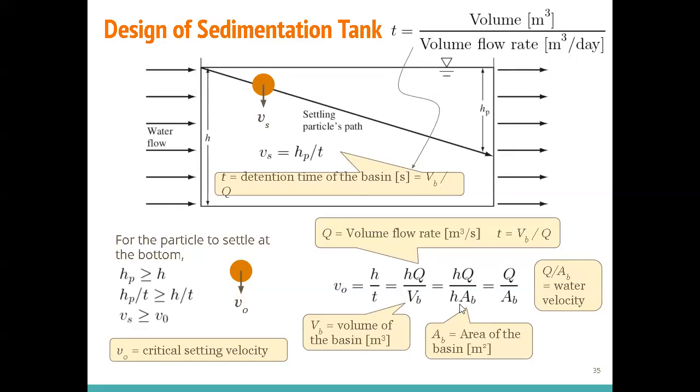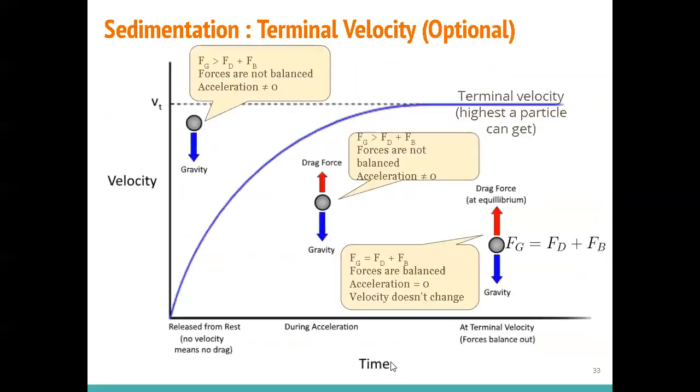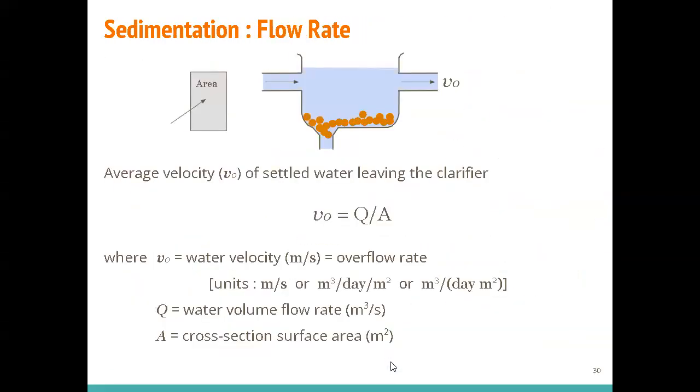And the volume of the basin, you can turn that back to the basin area times the height, which is the total volume. You can cross out the H. Finally, you have the volume flow rate divided by the base area. Not the cross-section area, actually, the base area, because gravity is always in the horizontal plane in your settling tank, okay? So that's why we get the equation in here. This is how we get the equation.